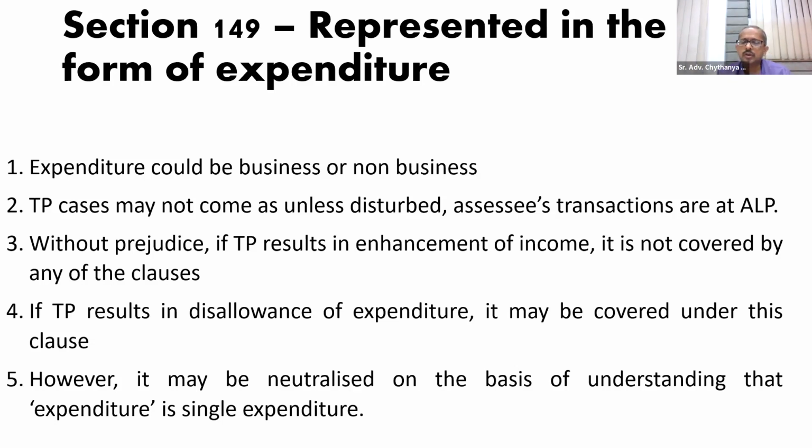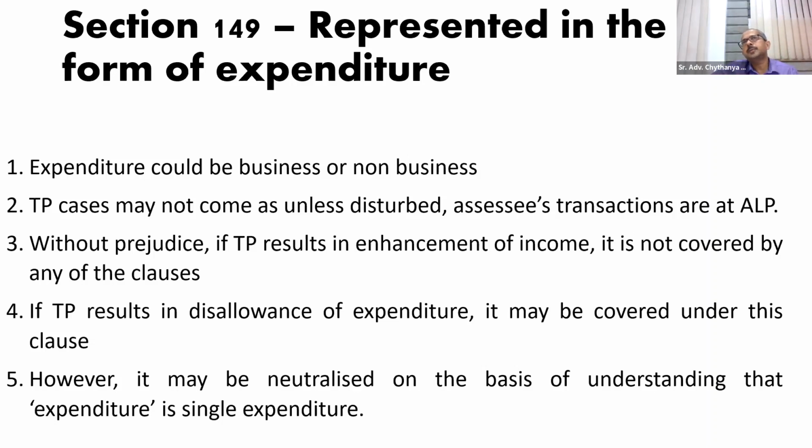The incremental 3 crores, is it represented by an asset? No. Is it represented by an expenditure? No, it's an income transaction. Is it based on an entry? No, my entry is only 3 crores. So it is not based on entry. It is based on no entry. And therefore, TP enhancement of income may not get covered. TP disallowance could be covered if you would not accept my argument that TP cases as such cannot be covered.